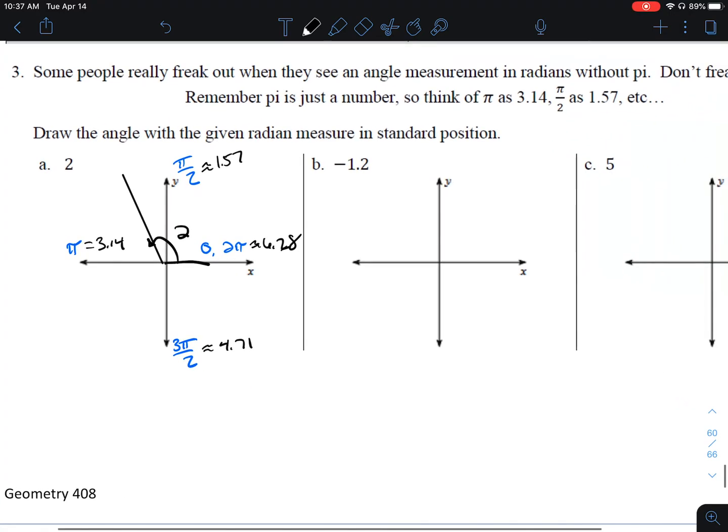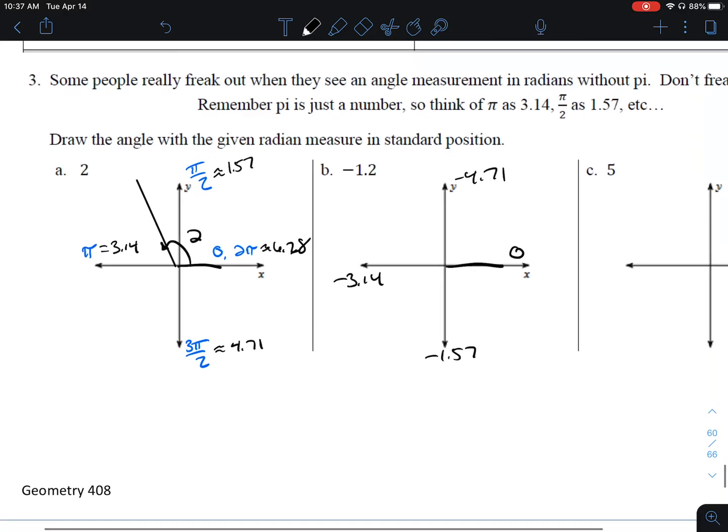That's it. If we go to B, this is a negative angle. So if we go in the negative direction, we got 0, negative 1.57, negative 3.14, negative 4.71. Negative 1.2 is between 0 and negative 1.57. So this is going to fall into quadrant 2.